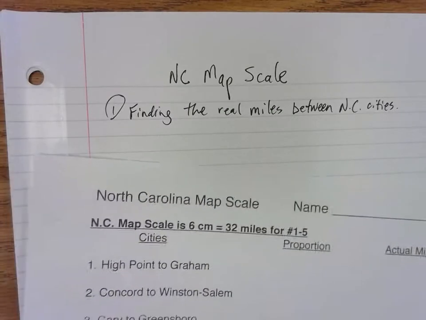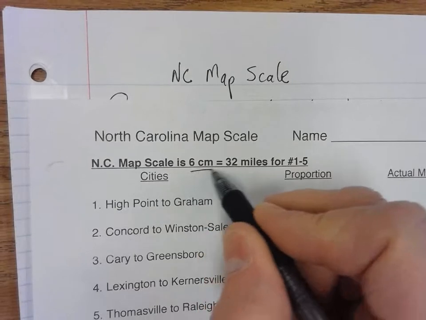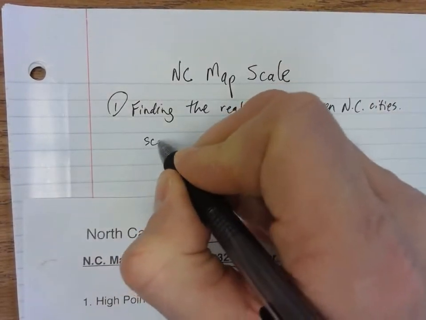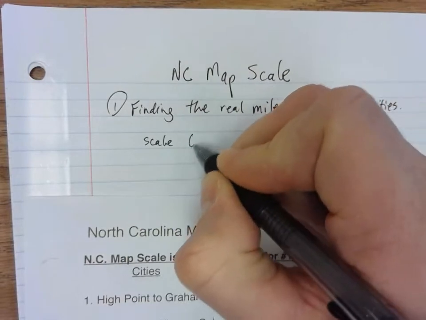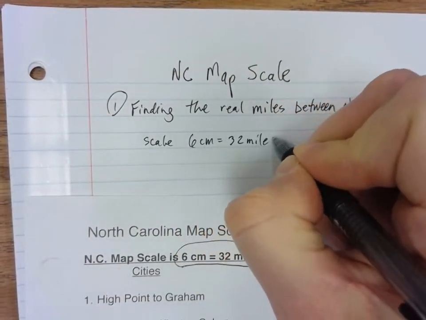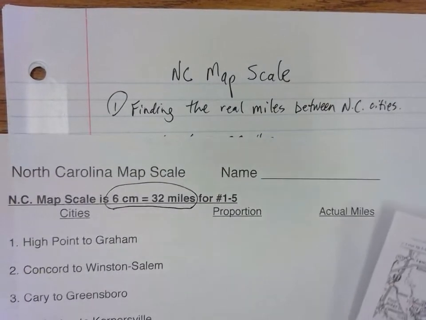As you can see in this first section, our scale we're using is right here. This part is important. Our scale is 6 centimeters equals 32 miles. 6 centimeters equals 32 miles. We're going to find the real space between these cities. So making sure I don't pick something that's on here.